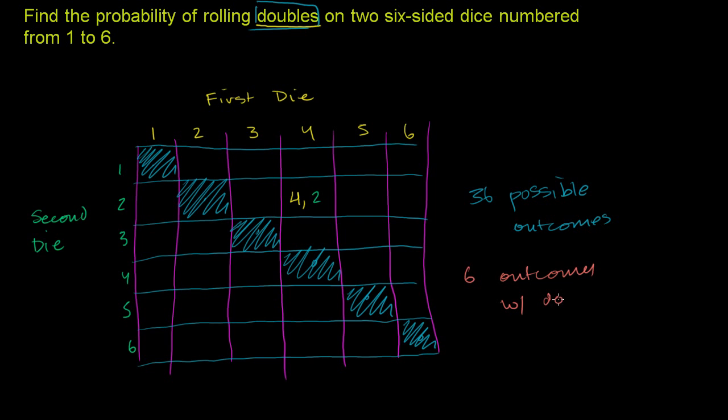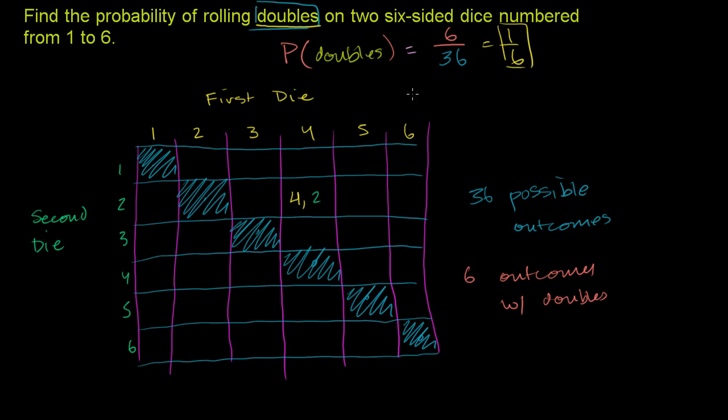So if someone asks you, what is the probability of getting doubles when you roll two six-sided dice numbered from 1 to 6, it's going to be equal to the number of outcomes that give us doubles. So it's going to be equal to 6 over the total number of possible outcomes, over 36. And 6 over 36 is 1/6. I made sure that you understood that these are all the possible outcomes, and 6 of the 36 satisfy. So there's a 1/6 probability of rolling doubles.